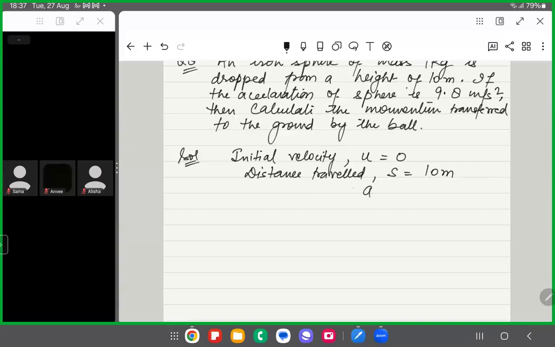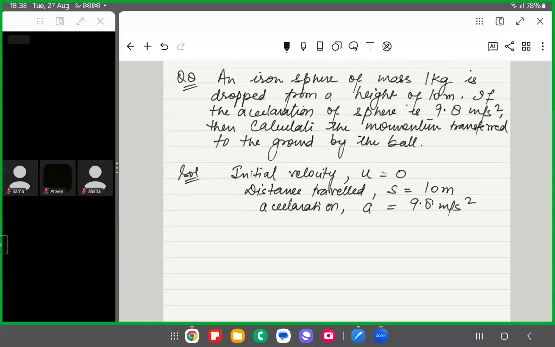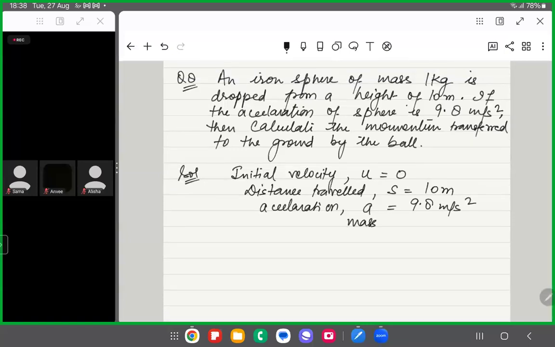Acceleration a is 9.8 meter per second square, right? Now what do you have to find? You have to find the momentum. Now what is momentum? Momentum is mass into velocity. Mass of ball is given, m is 1 kg. So mass you already know. Now what do you need to find the momentum? v. You have to find the final velocity when it hits the ground. Are you getting my point? Final velocity v you have to find.